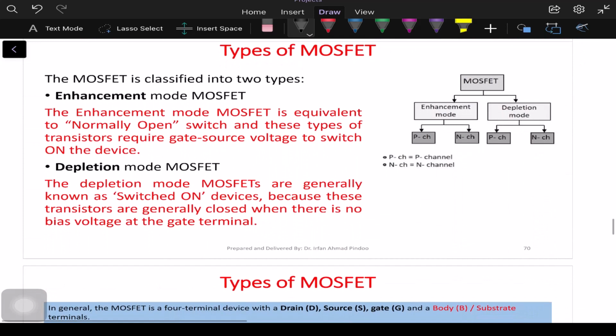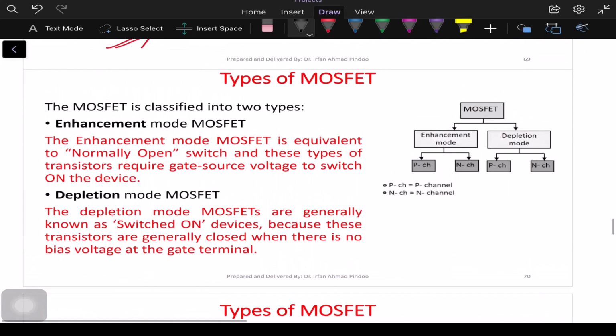Now coming to the types, what are the different types of the MOSFET? We have two main categories of MOSFETs. One is called E-MOSFET and the other one is called D-MOSFET, enhancement and depletion. Now what is the difference between them? In an enhancement mode, the channel is absent. We have to apply the VGS voltage and create the channel. While in the case of a depletion MOSFET, the channel is already available. So you need to apply the voltage in the negative way so that you can turn this device off.